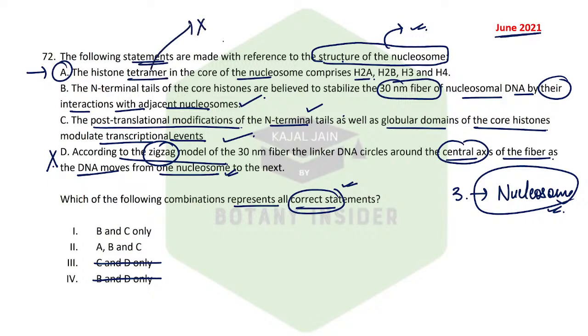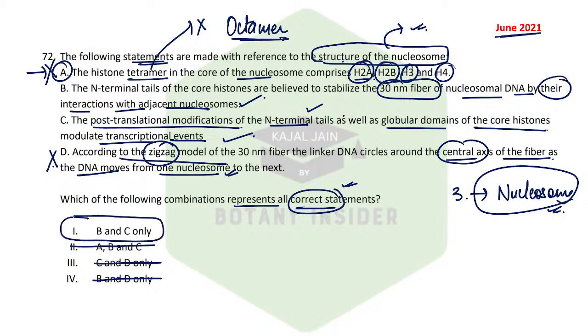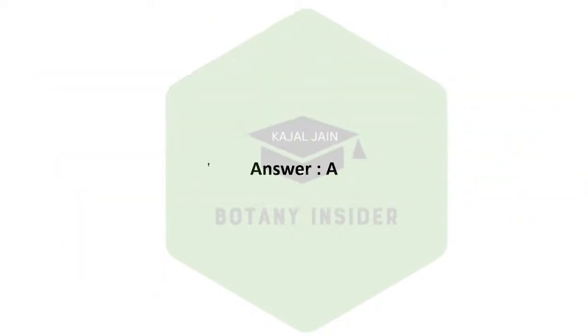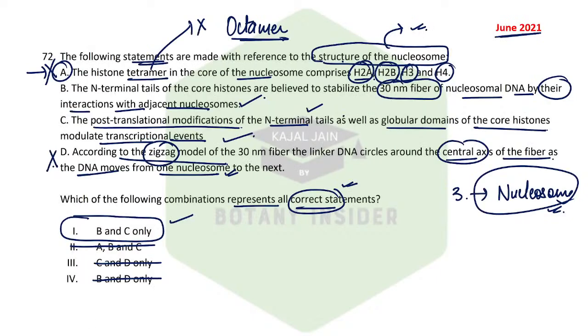What did we just study? It's an octamer, right? Octamer is 8 units. So H2A, H2B, H3, and H4, all of these are arranged in a 2 ratio each. So the first option is also wrong. I can eliminate the first option as well. So B and C options are correct. So A is the correct answer for this particular question.